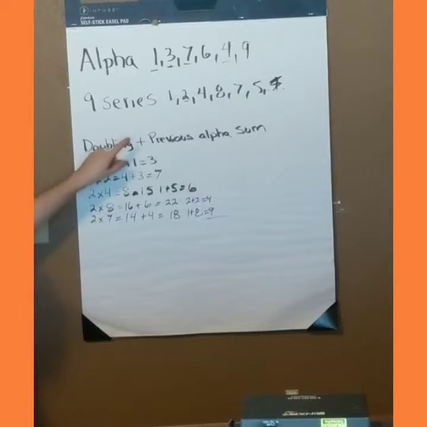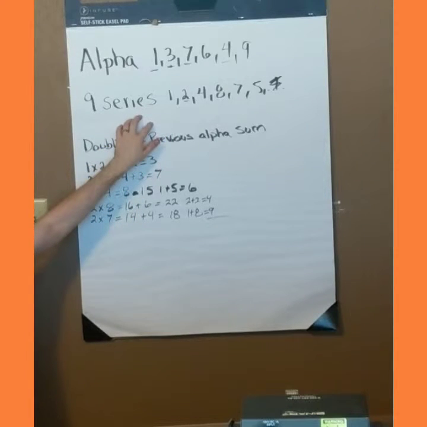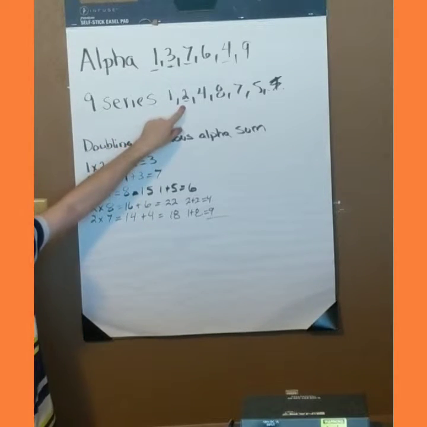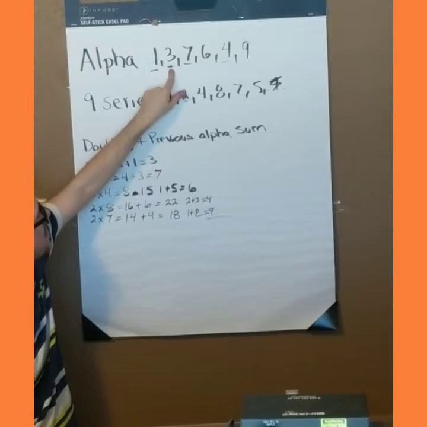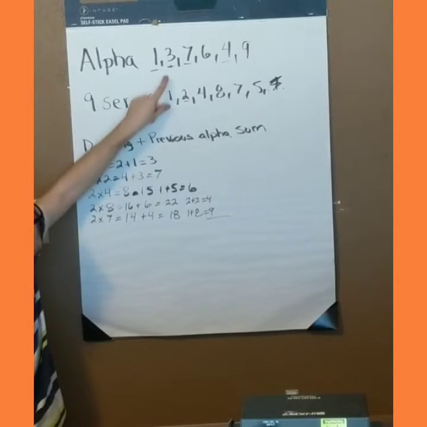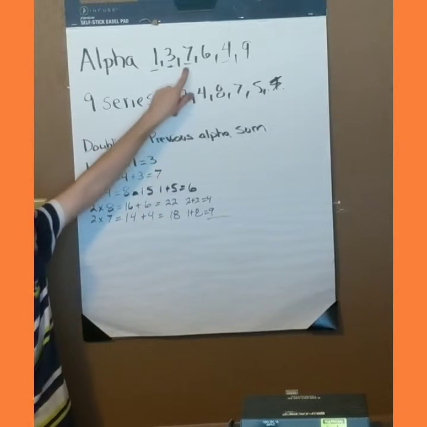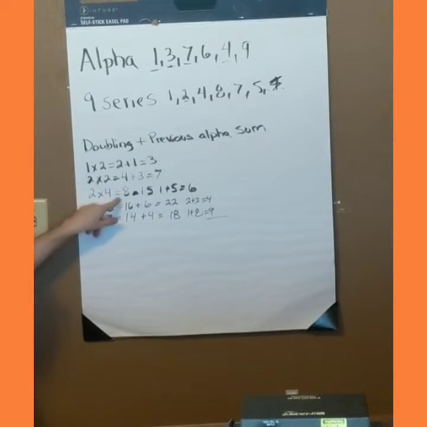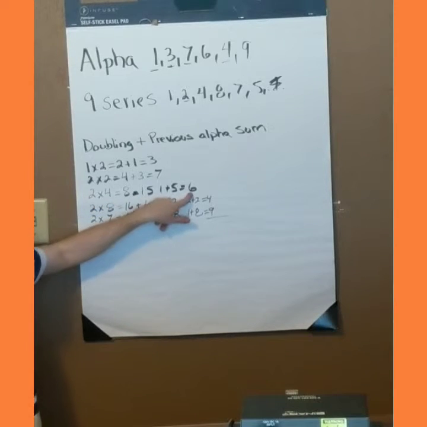So as you can see, this is why the 9 series plays a role. By doubling your 9 series and then adding the previous one, you will get the next number in the alpha series. 1 times 2 equals 2, plus 1, because you start with 1, equals 3. There's your 3. 2 times 2 equals 4, plus 3, because that's your previous one, ends up equaling 7. There's your next one. 2 times 4 equals 8, plus 7 equals 15. 1 plus 5 equals 6.